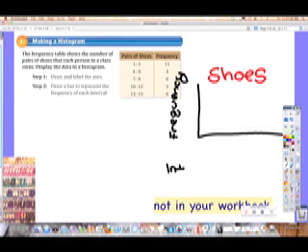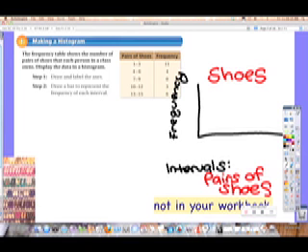Then we always label that x-axis. So we titled it shoes. What should we label our intervals right here? Yeah, I like that. Let's be more specific and let's call it pairs of shoes. Are you okay with that? So label this one, pairs of shoes. Okay, intervals. The intervals always come from right here. And the frequency always comes from right here, from the data.